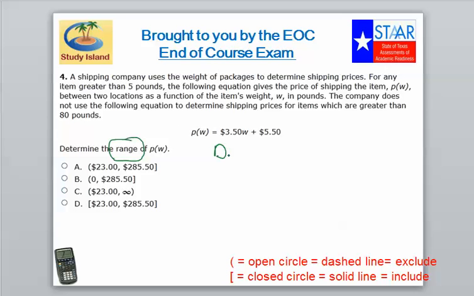My domain in this situation is going to be anything greater than 5. That means an open parenthesis and a 5. And anything less than or equal to 80. 80 is my top end, and that's where you use a closed bracket because it is included in using the equation. Greater than 80 you won't use it, but 80 you do use it. Okay, now I can take these two domain numbers in for the weight and see what I wind up with.